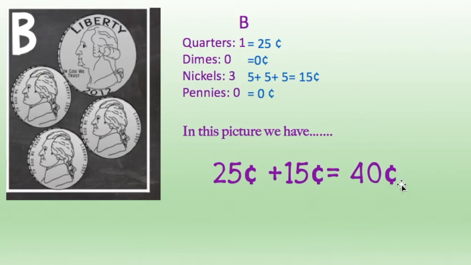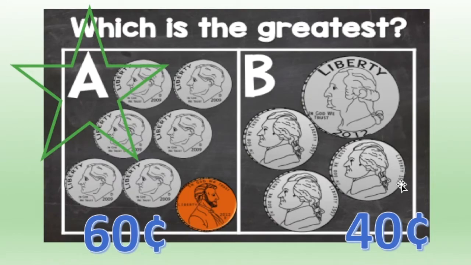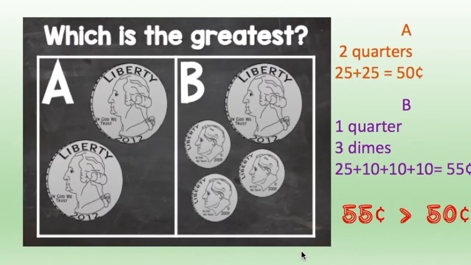So back to our original question that we were trying to answer in the beginning, which is the greatest? As you can see, I put a star around pocket A. That is because pocket A was 61 cents. Oops, I wrote 60 here, but I meant 61. 61 cents. And over here we had 40 cents. So 61 is greater than 40.